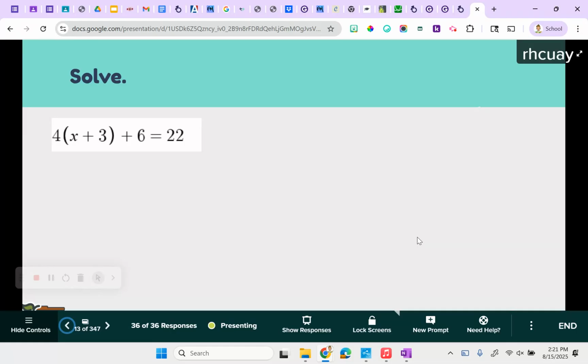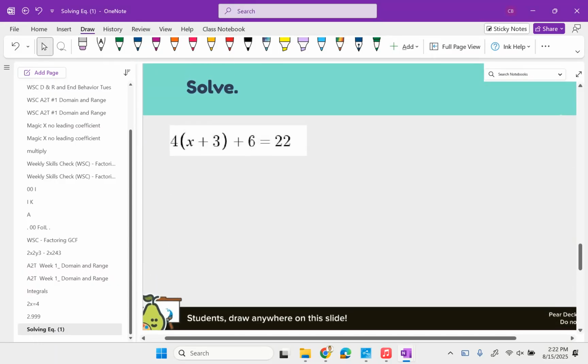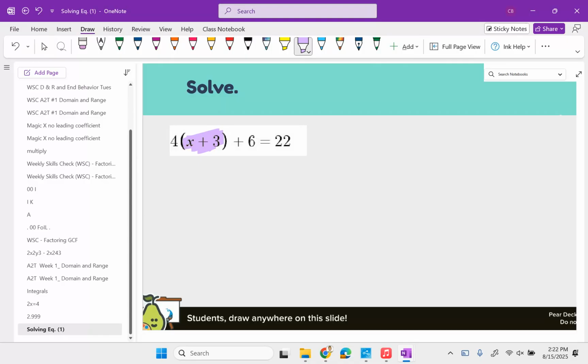Then the next thing I want you to do is, all right, let's take a look, see how we did. Okay. All right, so first thing I want to do is pretend like the x plus 3 is just its own variable, right? We're not going to touch that, right? So what do I need to, which number gets moved first? 6, because remember, it's acting like this.